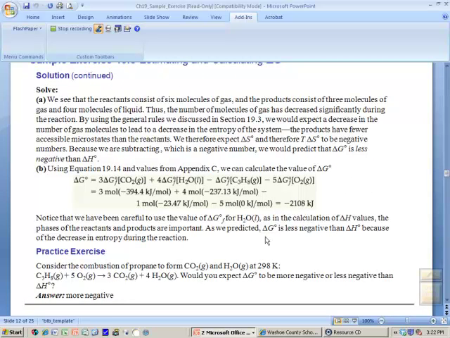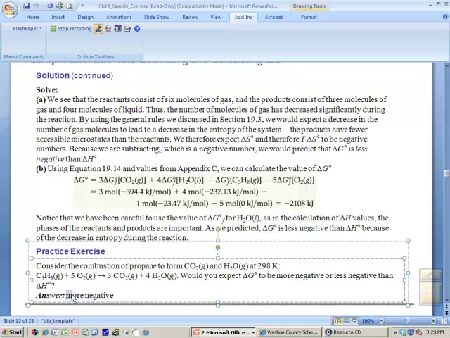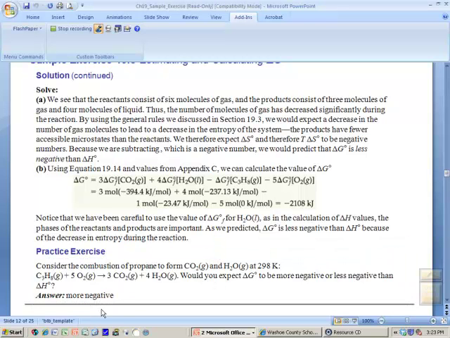I would recommend that you guys try this practice exercise on the bottom, and if you do that, I would like you to not only predict what they are, but I would like you to explain why the delta G is more negative. And if you do that and calculate it for real using the appendix, I'll give you a little extra credit.